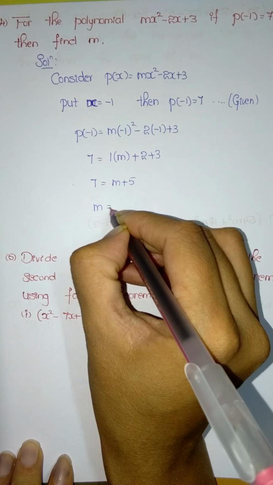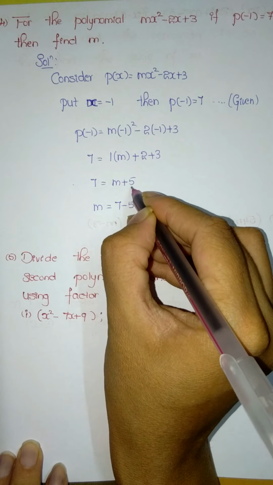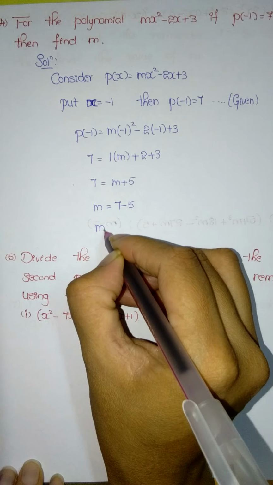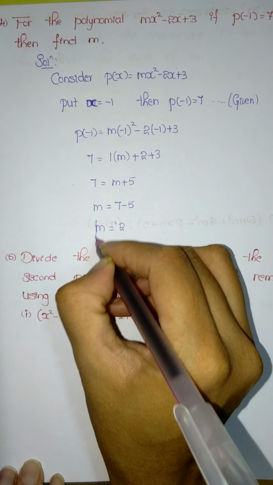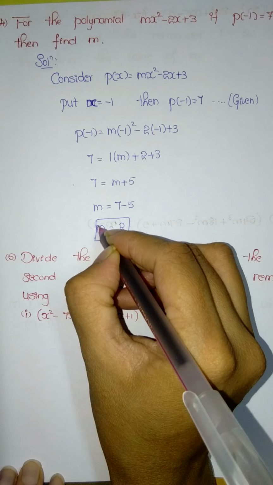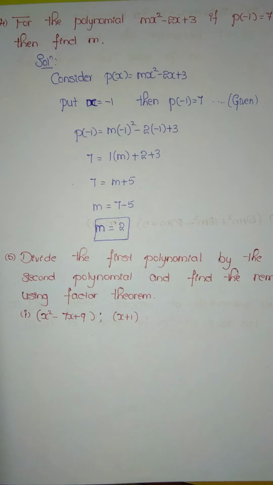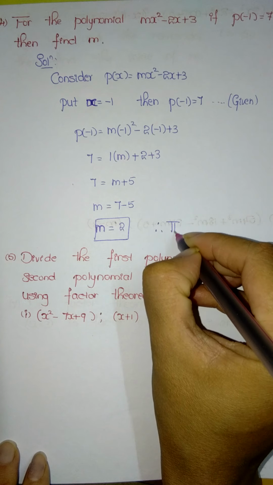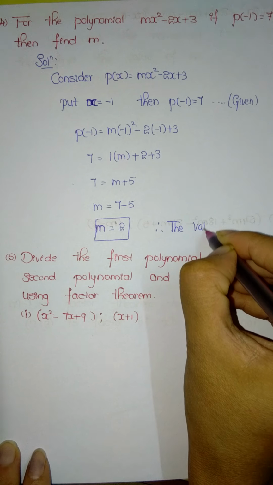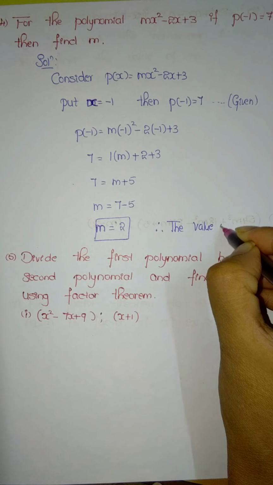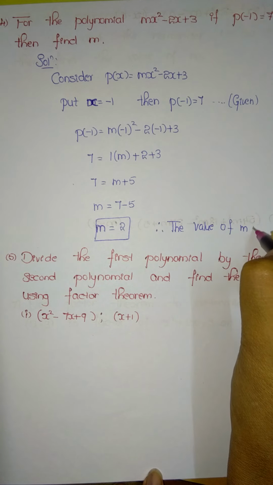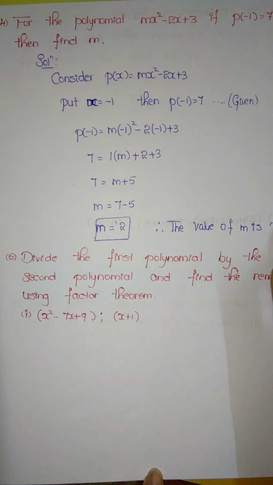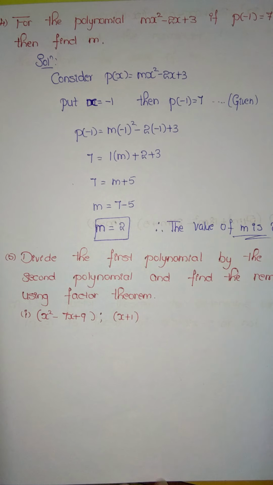So m is equal to 7 minus 5. Take this 5 to this side. So here m equal to 2. So this is the value for m. The value of m is 2. So it completes our question number 4. Next, move on to the question number 5.